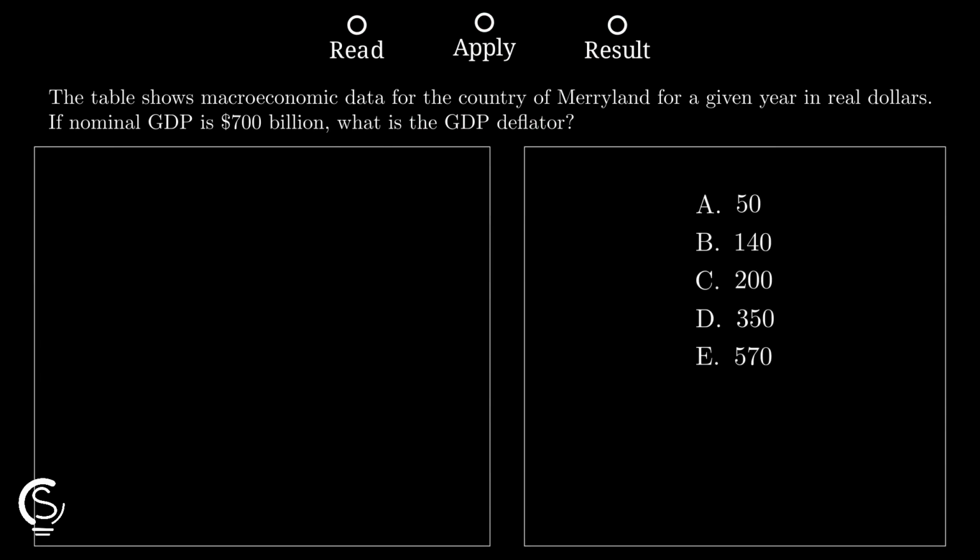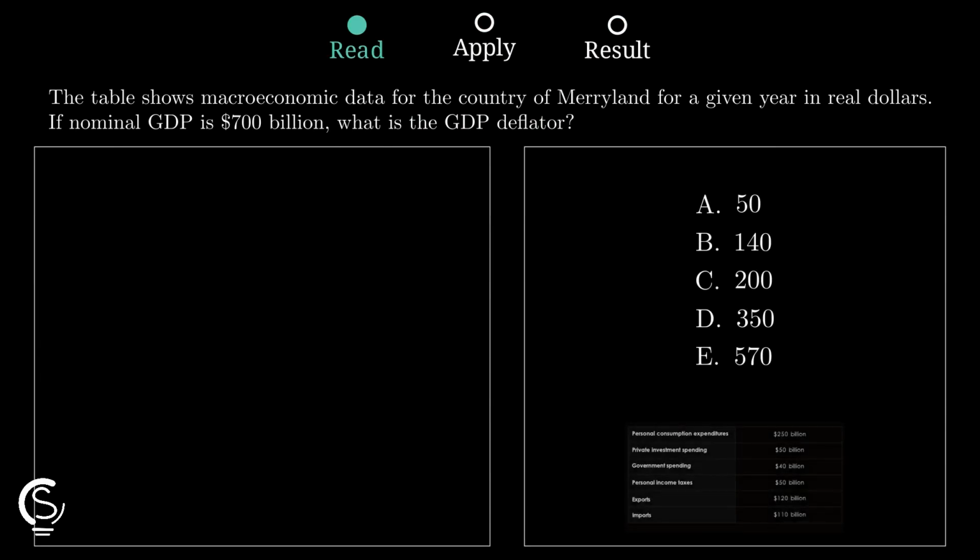First, we must calculate the real GDP by adding up all the components of spending. We sum consumption, investment, government spending, and net exports to find the total real output value. Looking at our table, we add 250, 80, and 60, then subtract 40 for net exports. This calculation gives us a total real GDP of $350 billion.